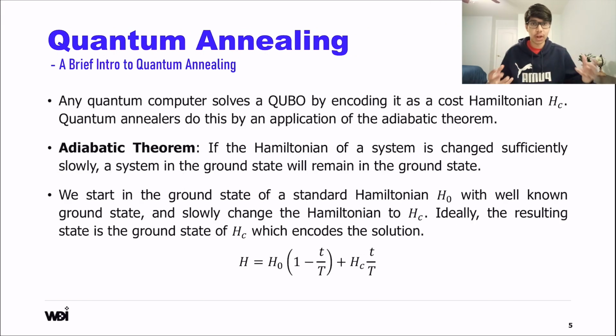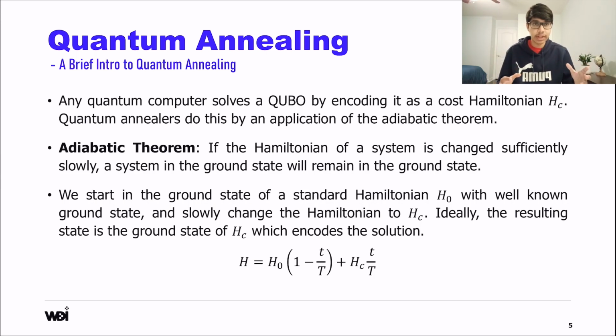So any quantum computer solves a QUBO by encoding it as a cost Hamiltonian. And the ground state of this cost Hamiltonian is the solution to our problem. So you can think of this cost Hamiltonian as a matrix whose lowest eigenvalue represents the cost, and the vector corresponding to that eigenvalue represents the optimal solution or optimal configuration. The adiabatic theorem states that if we start with a physical system in the ground state of a certain Hamiltonian, and we slowly evolve it into a new Hamiltonian, then we will remain in the ground state. And this is important because the ground state of our cost Hamiltonian is, again, the solution to our problem.